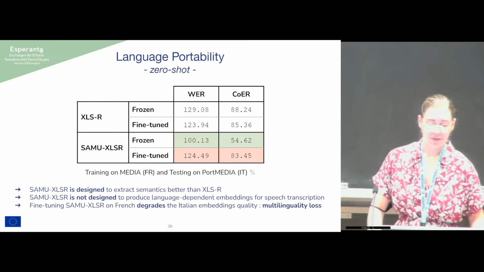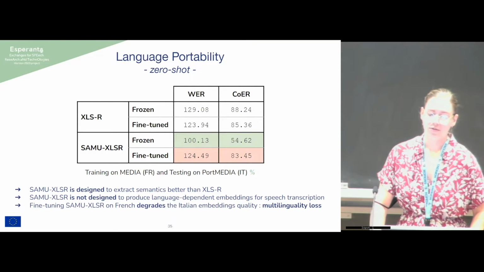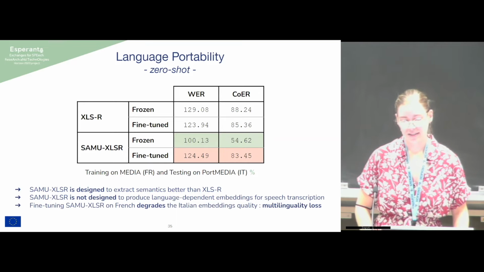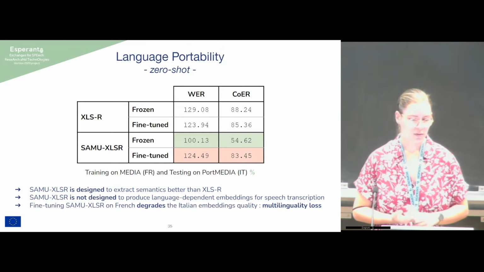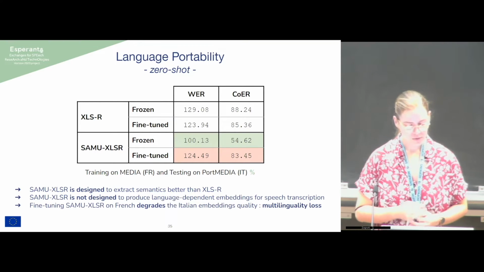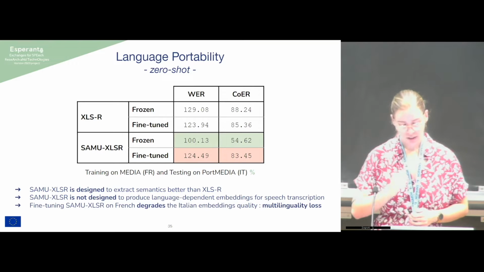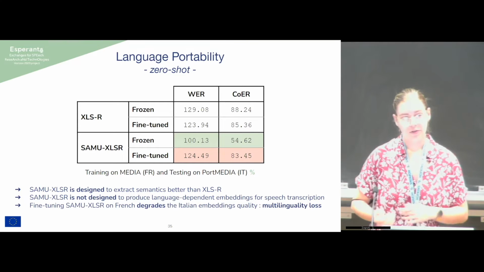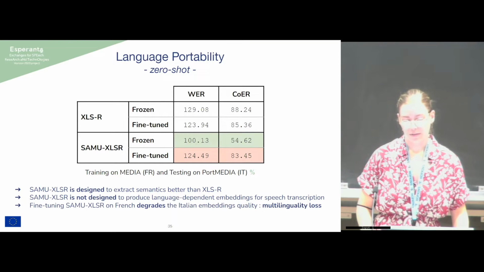And another point is that fine-tuning the SAMU-XLSR on French degrades the Italian embeddings quality. We can talk about multilinguality loss because SAMU tries to adapt to French and loses memory on previously learned Italian or other languages.